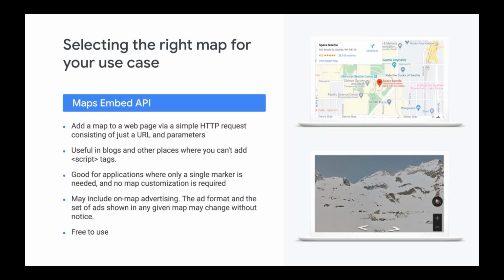So you embed a map by a simple HTTP request where, again, the parameters are included in that URL. And if you're working with something like a blog or a website that doesn't support scripting, it is a good option for those sorts of scenarios as well.